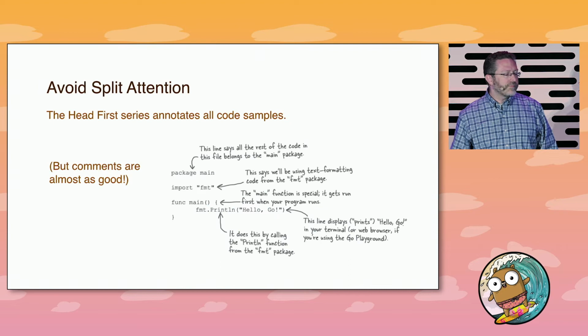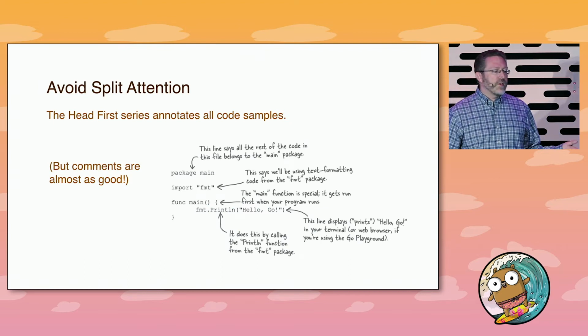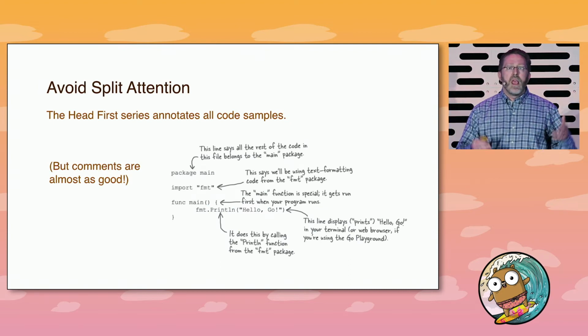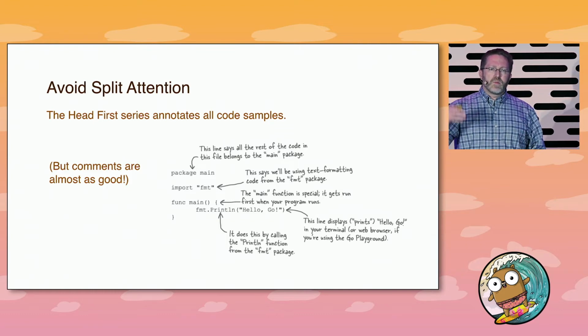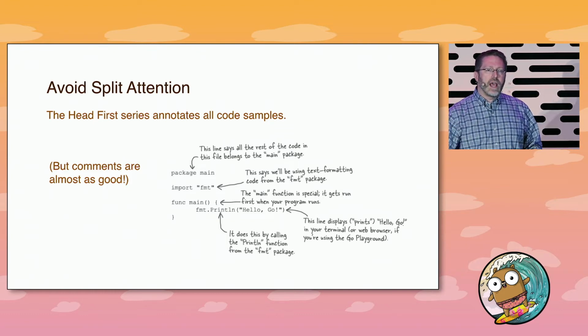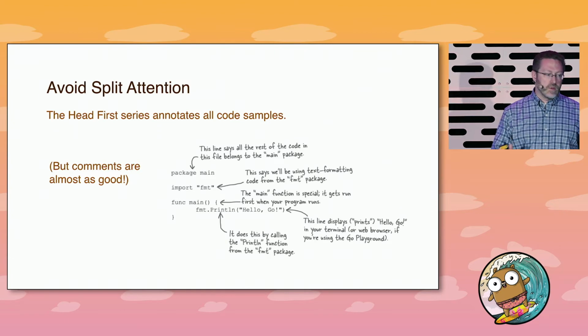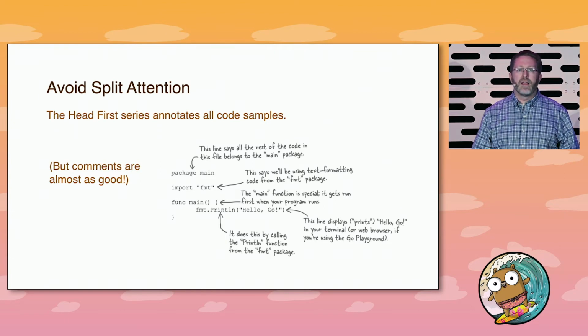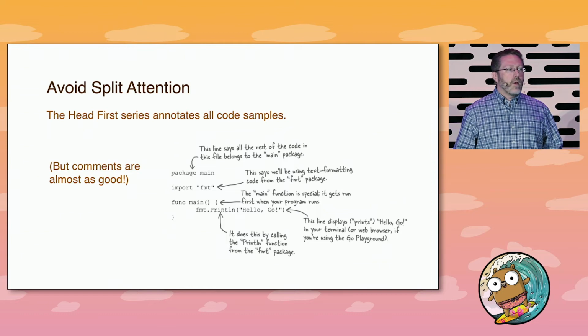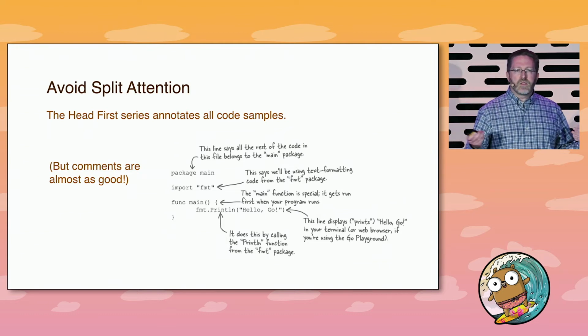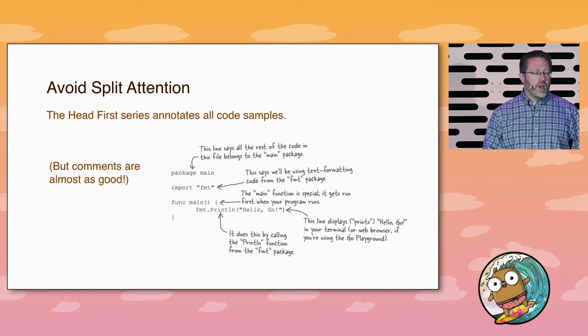Another thing the Head First series does to avoid split attention: yeah, sure, we have code samples with paragraphs of text before and after explaining them, but we also put annotations right there in the code samples, again, to assimilate everything together. It's a lot of effort, but you can come up with something almost as good using comments. Just put a comment right before the line of code you need to explain.